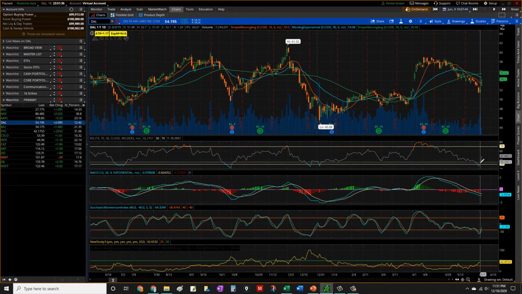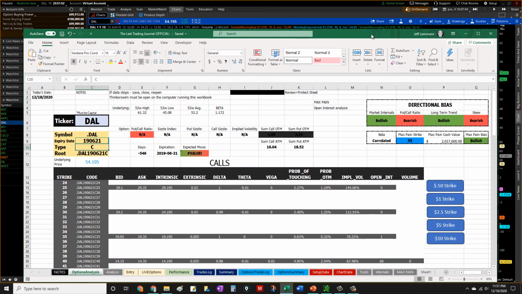Also, you can take a look at the technical indicators. You can see that RSI is moving higher now. The MACD is curling over, the histogram is starting to tail off there, and the stochastic momentum index has also turned upwards. So looks like all signs point to a potential bullish move.